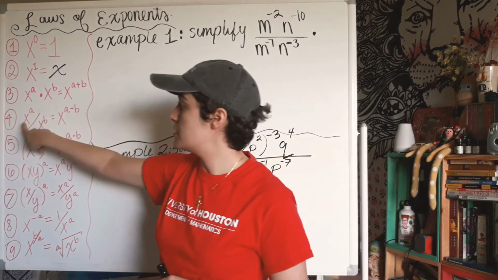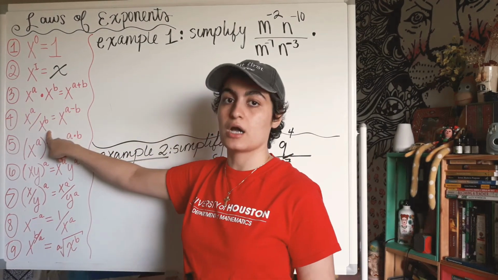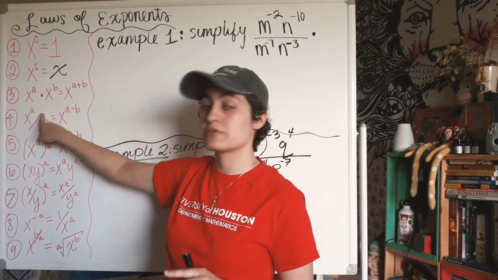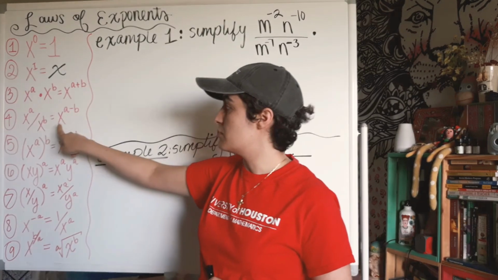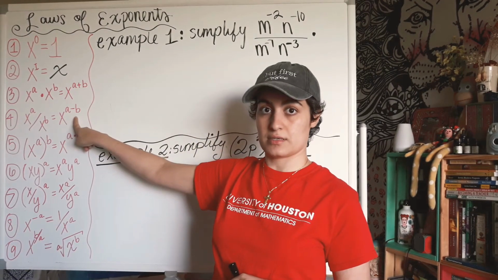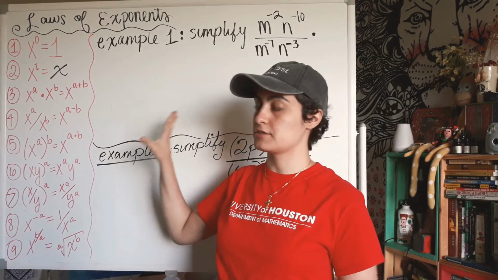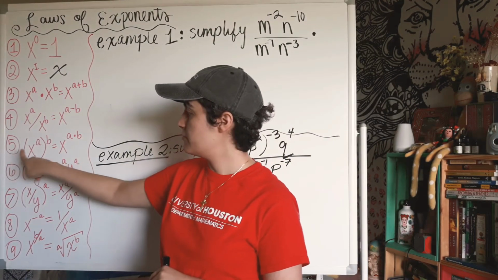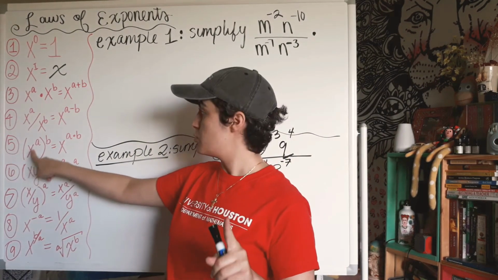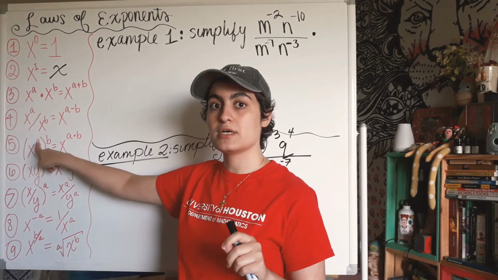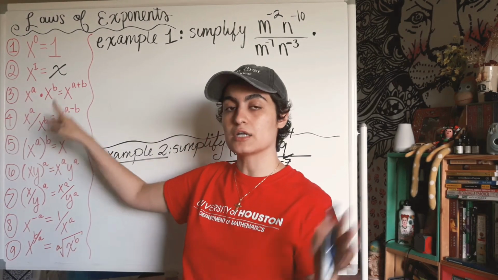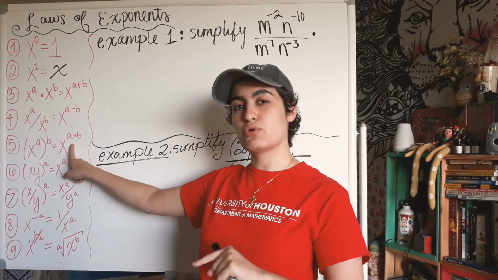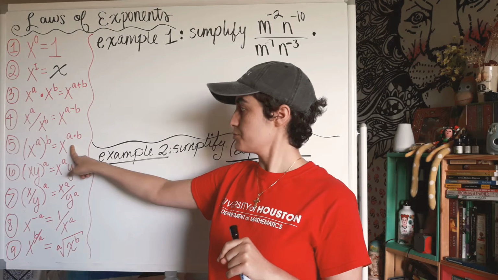Same base, so this is law number 4. Same base, except it's in the form of a fraction, it would be subtracting the exponents. And we're going to practice all of these in the 3 examples I have. Rule number 5, one base with an exponent attached to it and then another exponent on the outside of the parentheses, what you do there is you multiply the exponents.